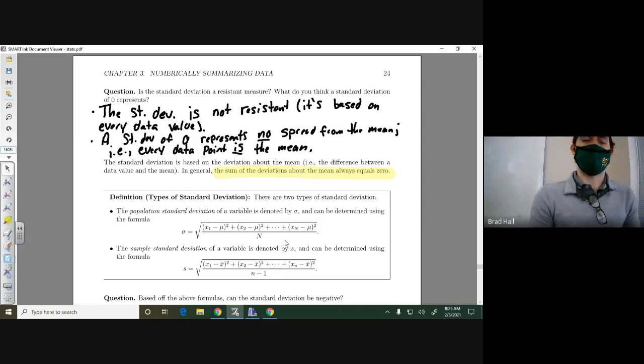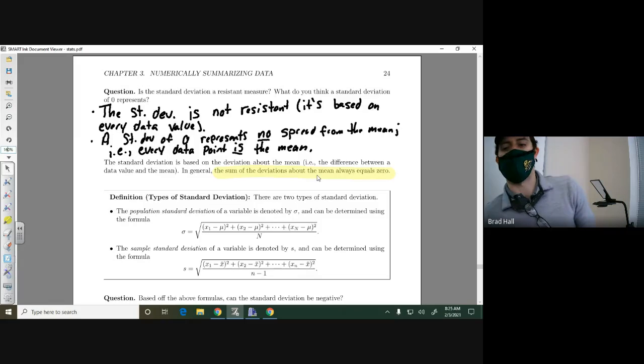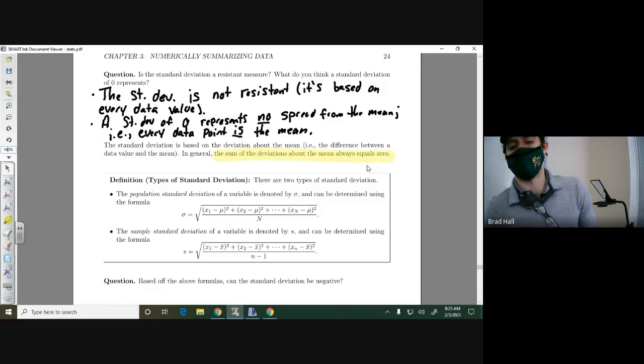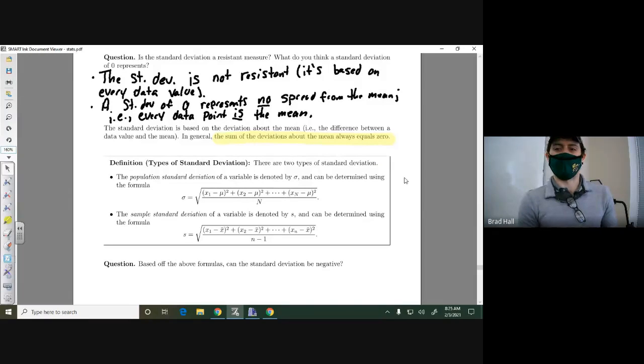So deviations: every data value has a deviation from the mean. You take whatever value you belong to and subtract that from the mean. And so now we get to this weird looking formula. Actually, two formulas, and they're very, very similar. There are two pretty similar formulas to determine the standard deviation.